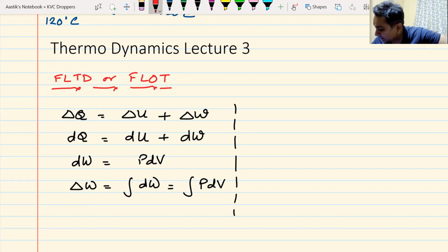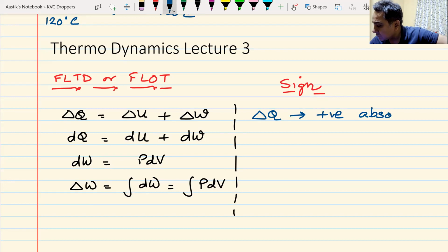Okay, we had also seen sign convention, and the sign convention is as important here. We use everything with a proper sign convention. And what is the sign convention that we had seen? For delta Q, it will be positive if heat is absorbed. Do we remember this? Heat is like money. If you get money, it is positive. If you lose money, it is negative. So it is negative when heat is released. And we must remember this throughout our lives.